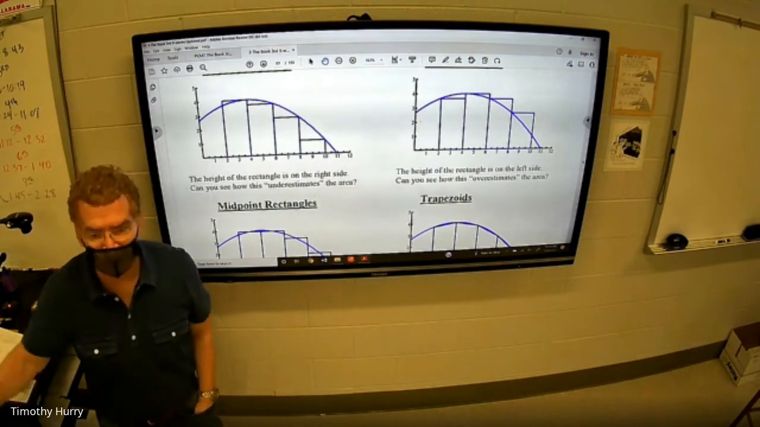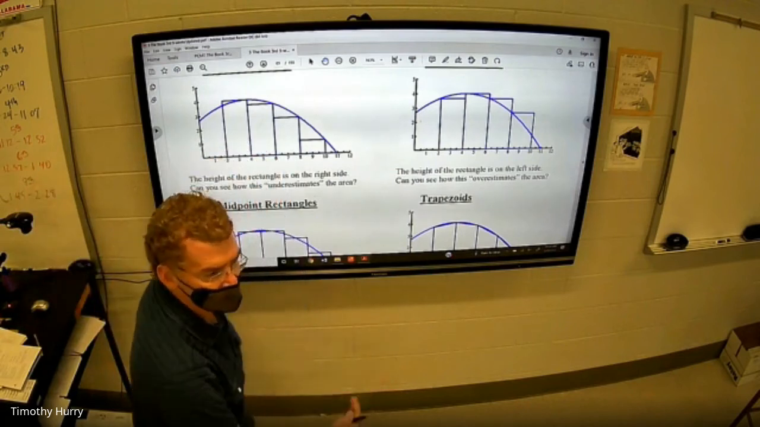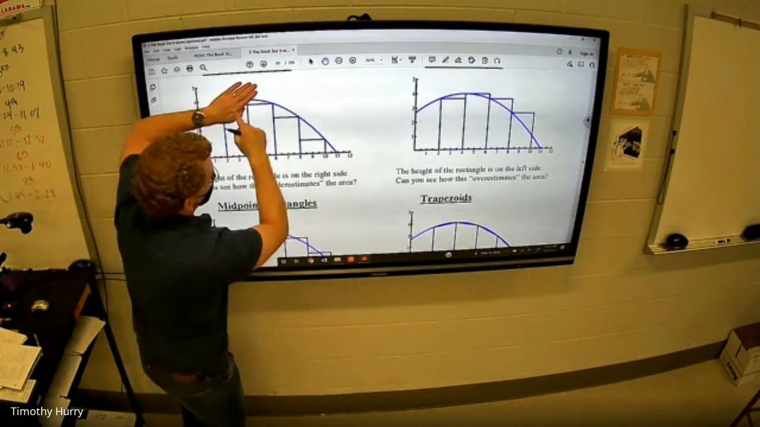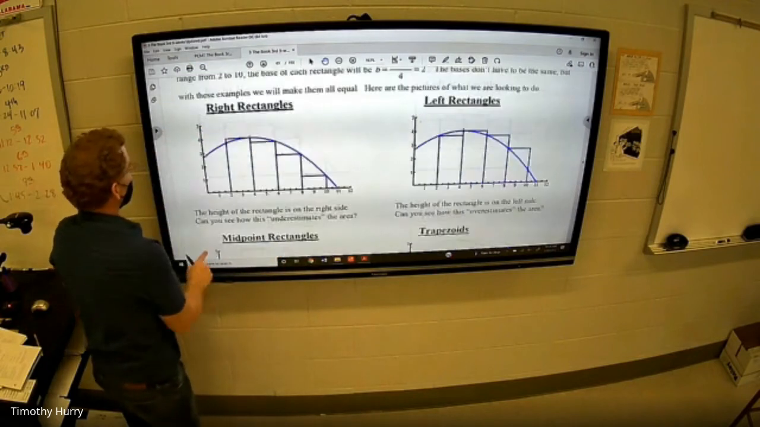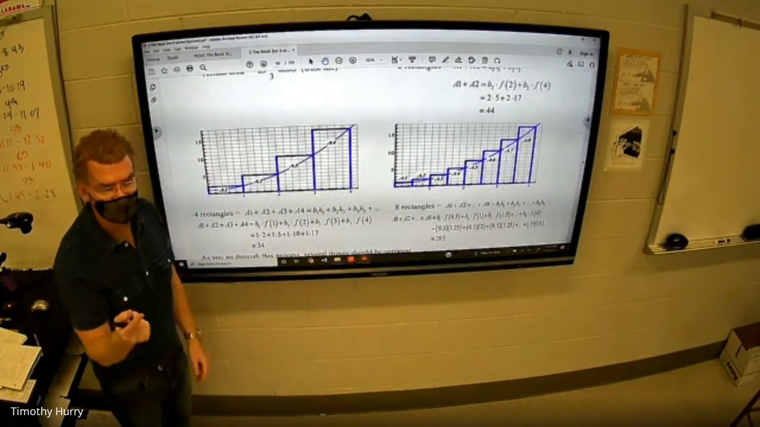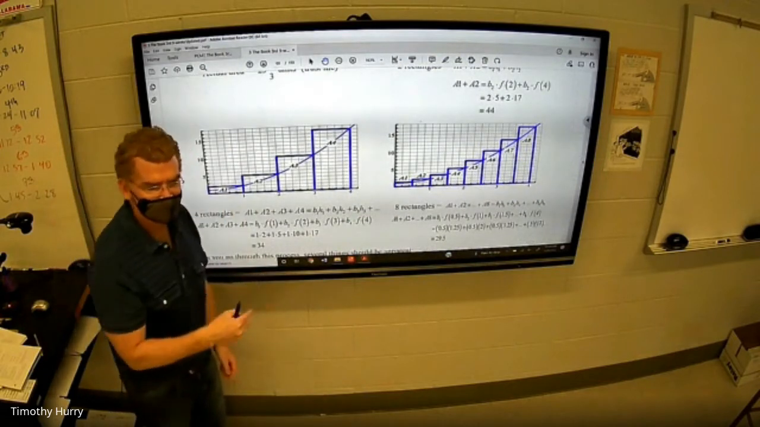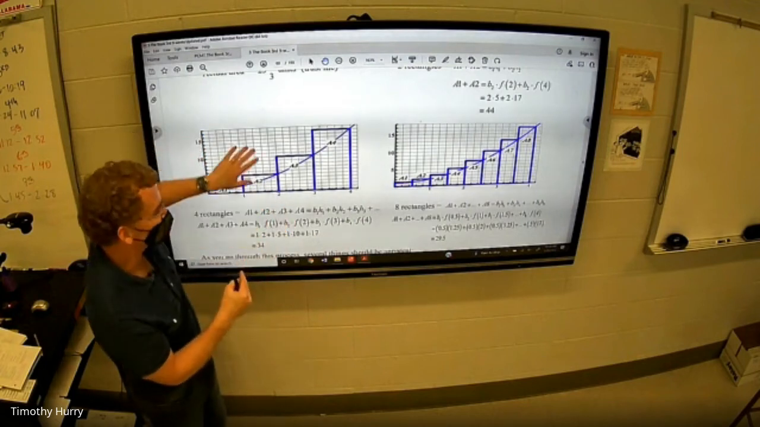So what do we call when the curve is coming down? We said when the curve is decreasing, then what will a right do? Decreasing, it under approximates, doesn't it? But you saw before, when it's increasing, it over approximates. Well, what would a left one do? Increasing. Under. And what would a left one do when it's decreasing?